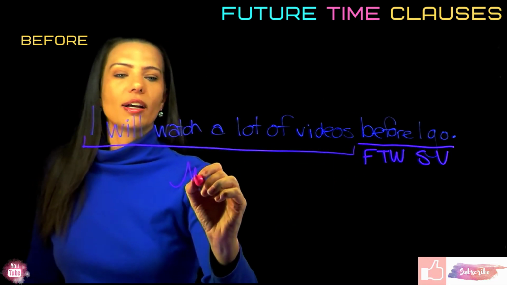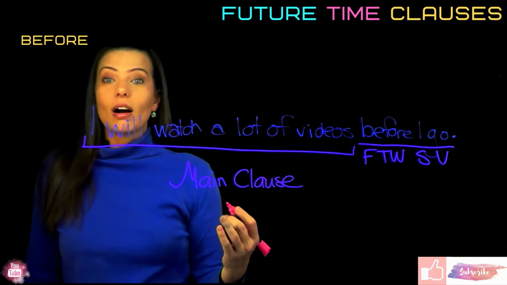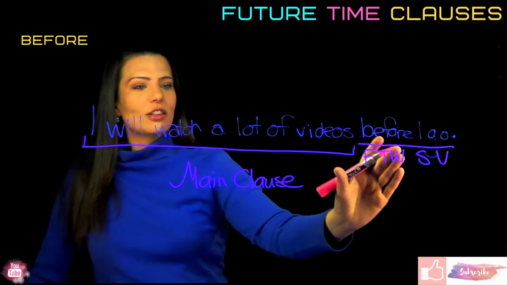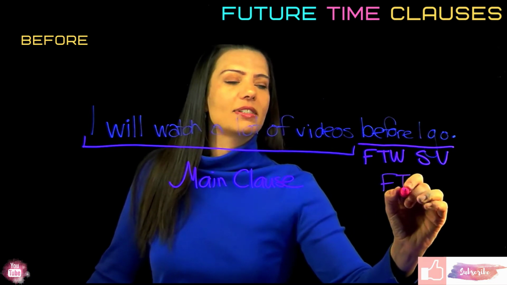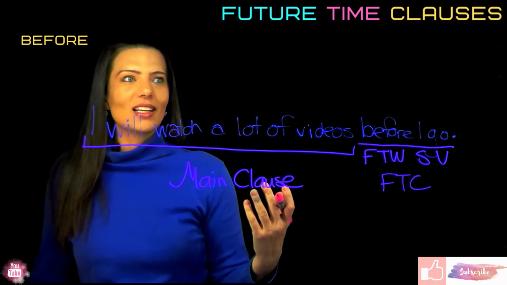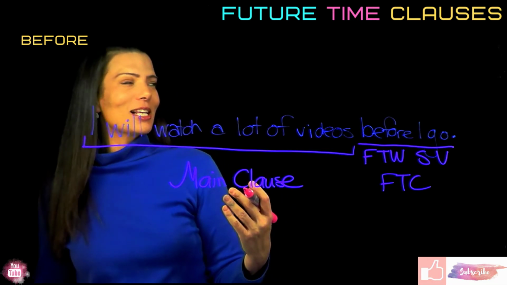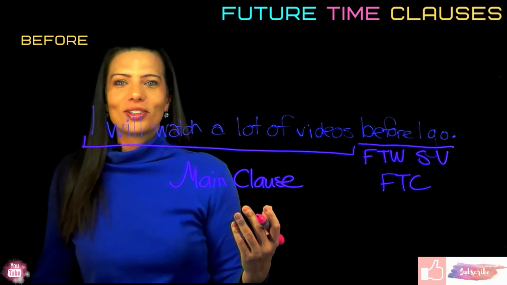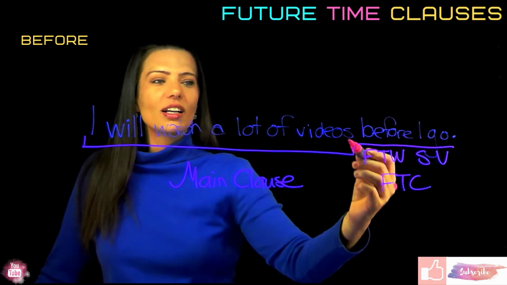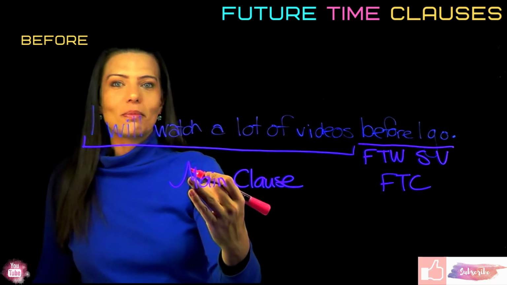This is the main clause, and this clause can stand alone. It has meaning on its own. I will watch a lot of videos. Now, when we take a look at the future time clause, I'll call this the FTC. The future time clause, if I say it alone, doesn't have any meaning. So if I say to you, before I go, you'll ask me, what about before you go? What will you do? So in this case here, this clause alone doesn't have its own meaning. However, it gives meaning to the main clause.